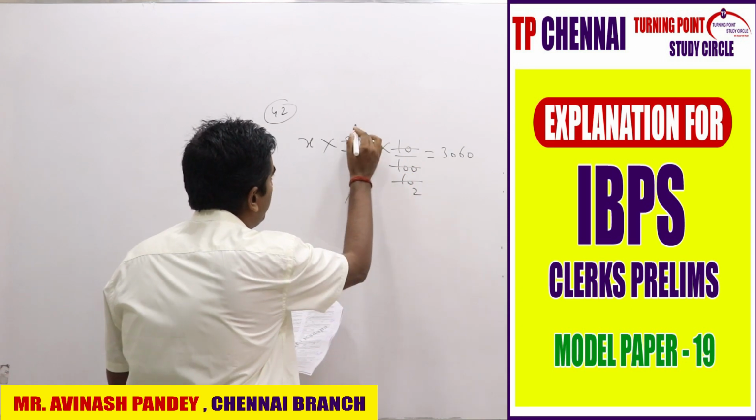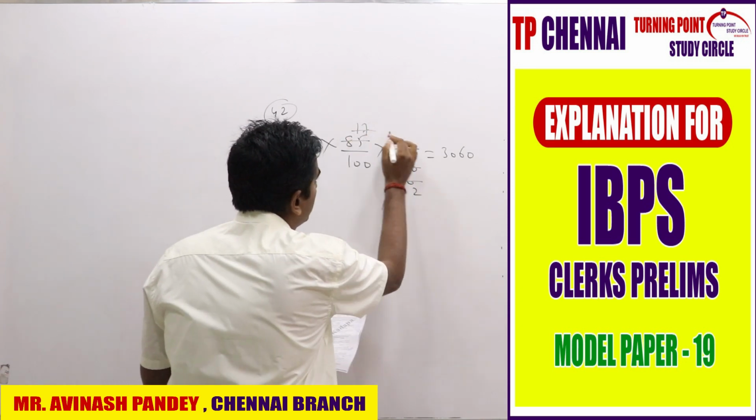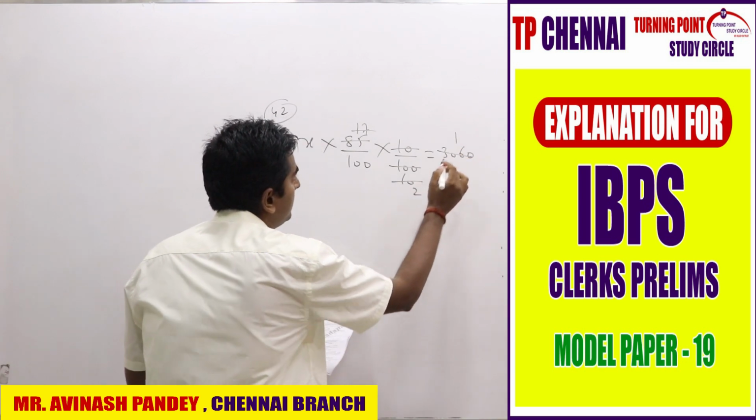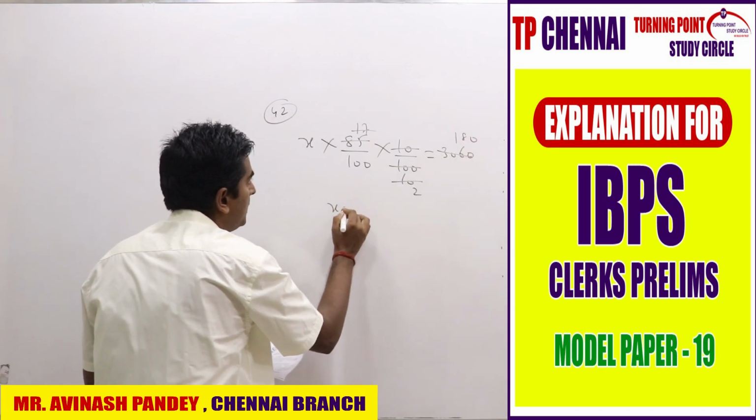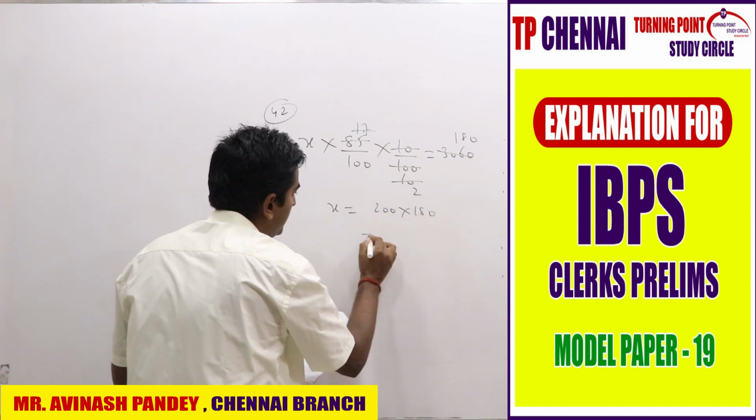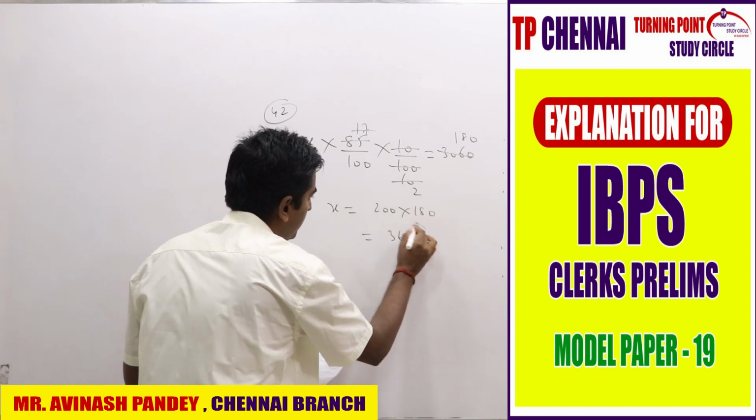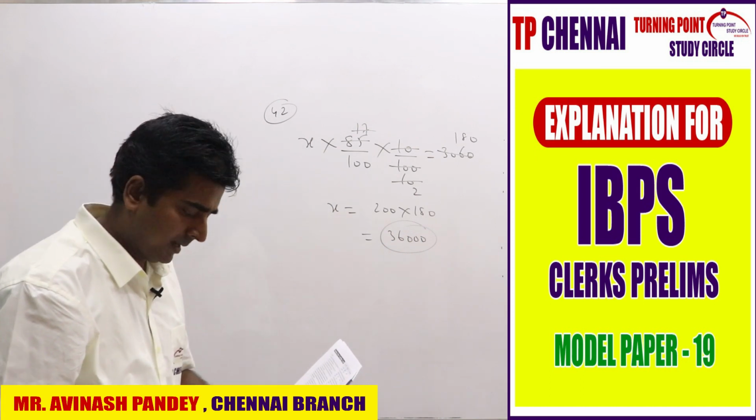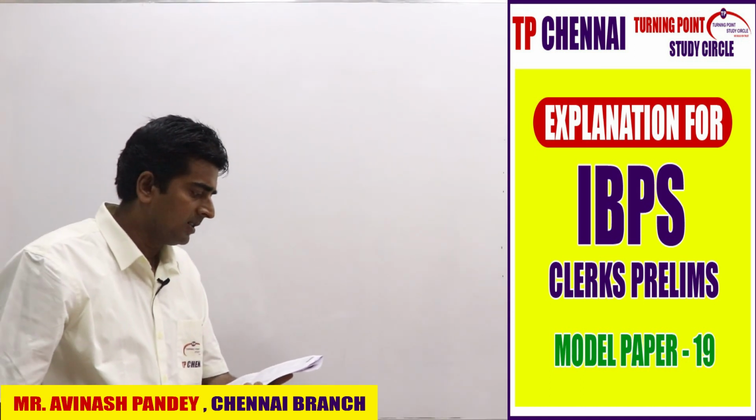So 10 tens are, 5 twos are, 5 17s are. So 17 ones are 17, 136 8 times. So my answer is nothing but how much? 200 into 180, which is nothing but 36,000, right? This is my answer. 36,000 is my answer. Next one, 43, again it comes under percentage.